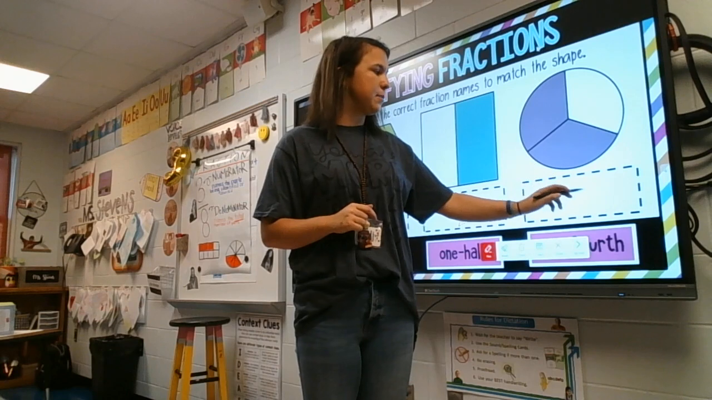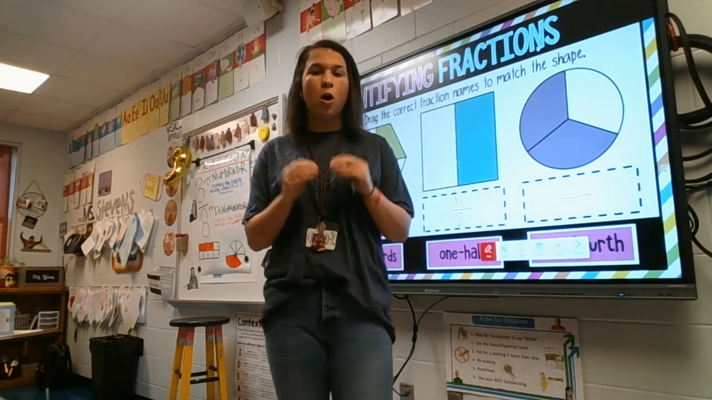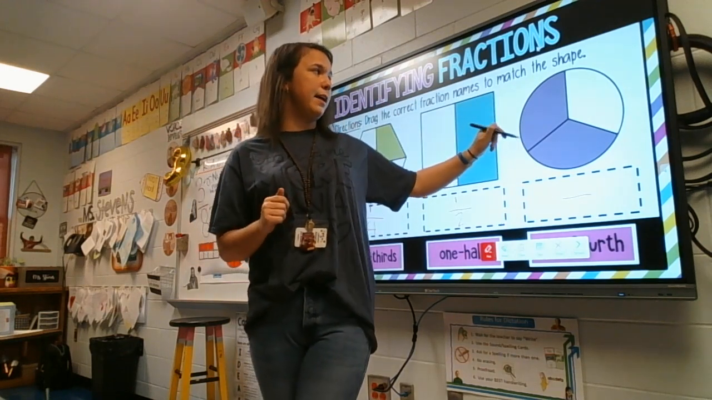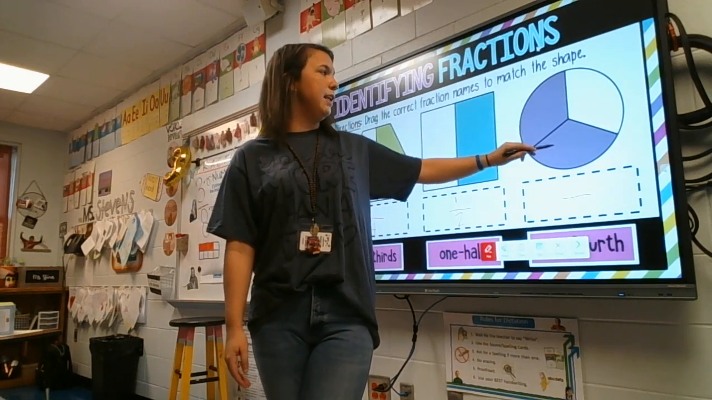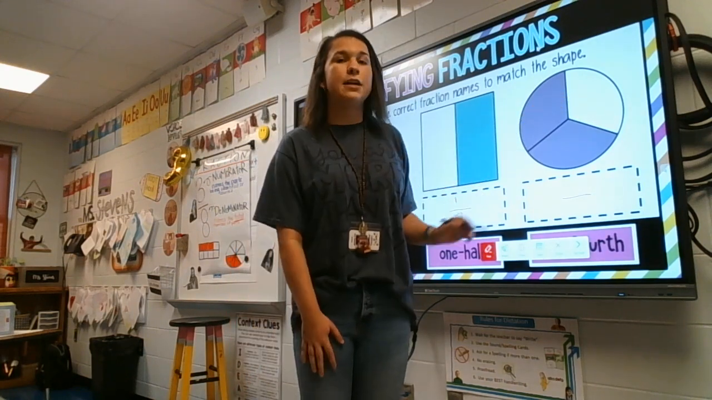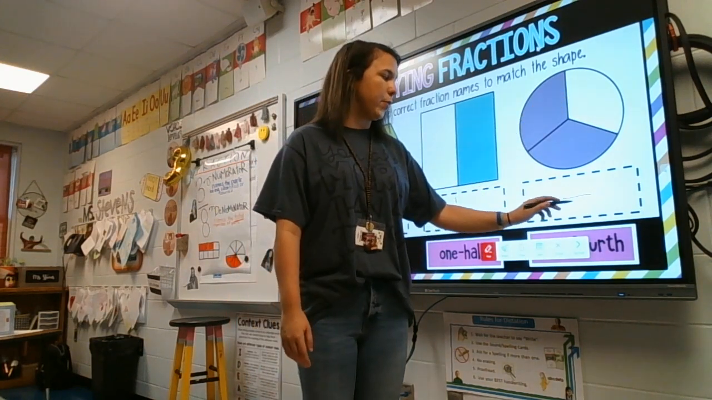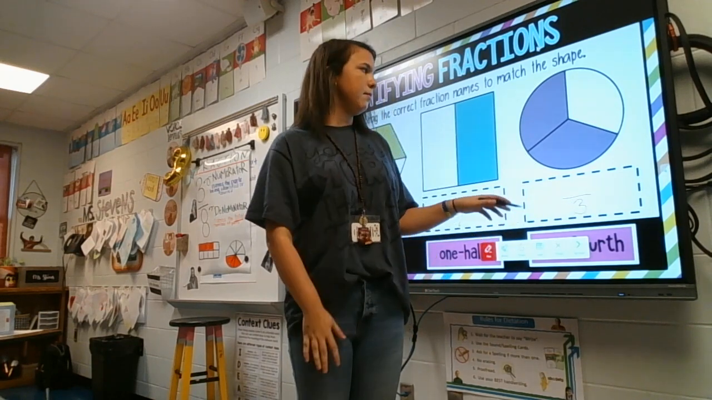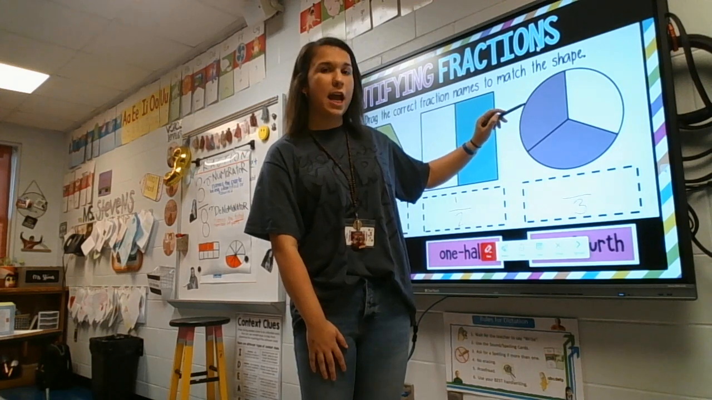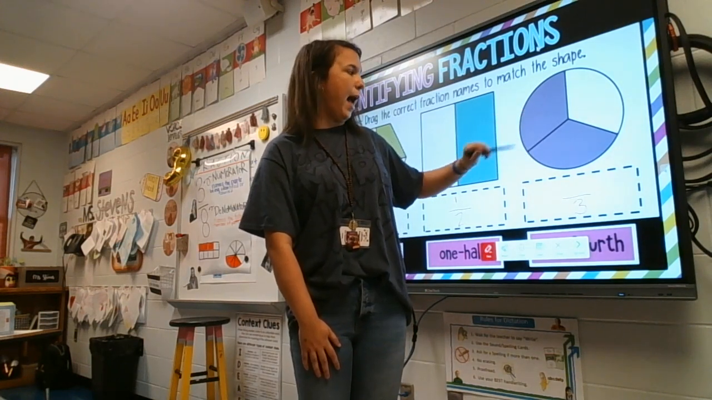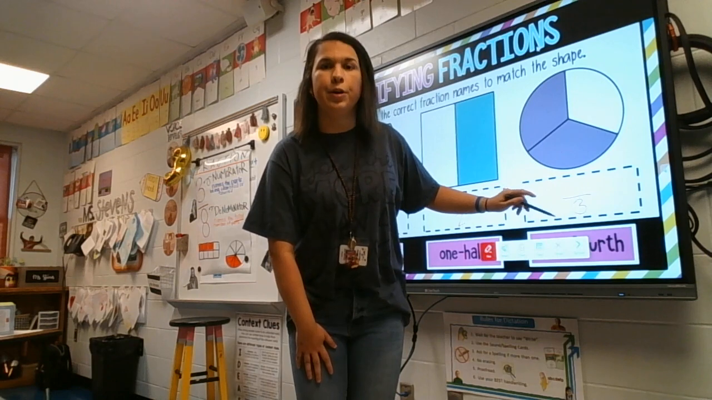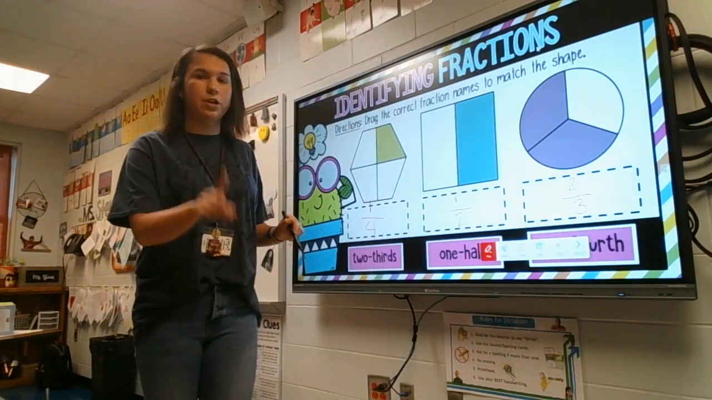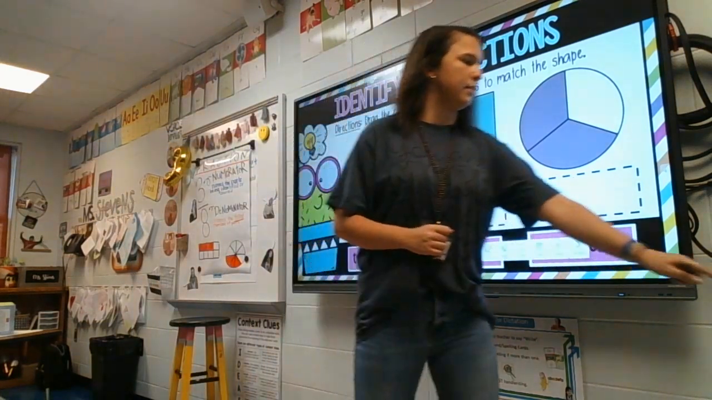All right, let's look at this one. What's my total number of parts? My total number of parts of this shape is, let's count, 1, 2, 3. 3 total parts. So I put my 3 on my bottom because it's my denominator. All right. And how many parts are shaded? 1, 2. I put 2 on top because that is my numerator. Awesome. All right, we're going to do one more slide together.